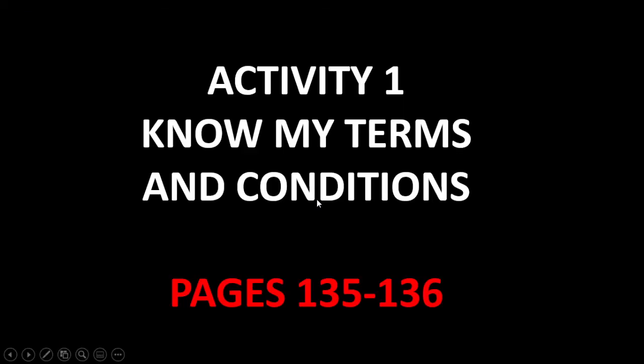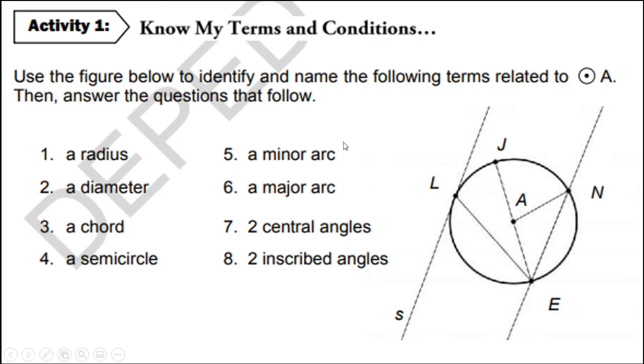Now, on your activity, you have to answer activity 1, Know My Terms, of pages 135 to 136. Use the figure below to identify and name the following terms related to circle A. So, we have circle A. Then, answer the questions that follow. You have to give an example of a radius. Napakarami dyan, so magbigay lang tayo ng isa. Say AJ. AJ is a radius. So, radius AJ.